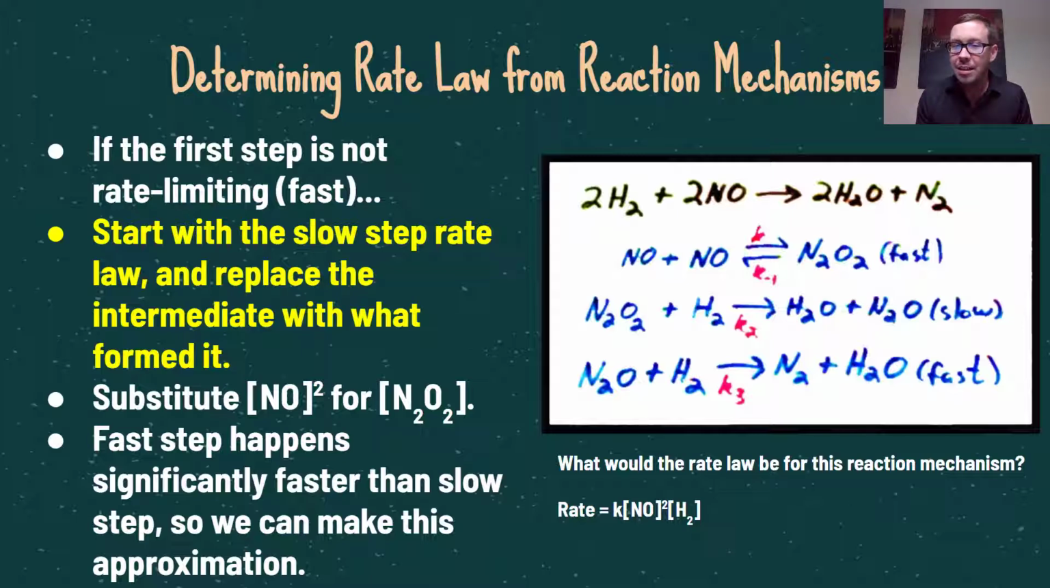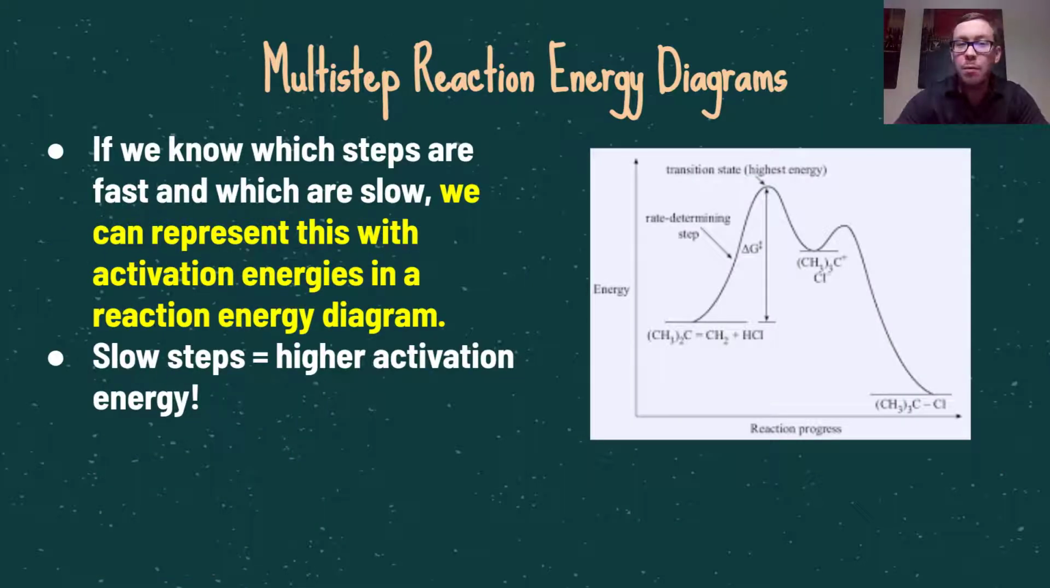And again, also notice that it is not the same as if you were to do the steps with the balanced chemical equation. Another thing we can take a look at is our reaction energy diagrams. If we know which steps are fast and which are slow, we can represent this with activation energies in a reaction diagram. If you think about it, steps that are slower are more than likely going to require more energy to overcome the activation energy. So we can show this if we know which step is slow and which step is fast.